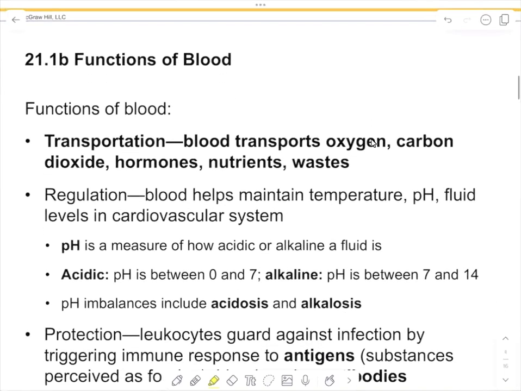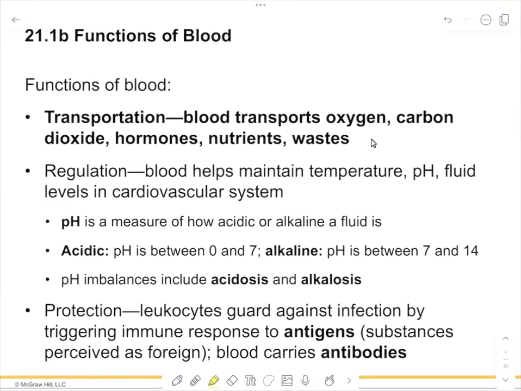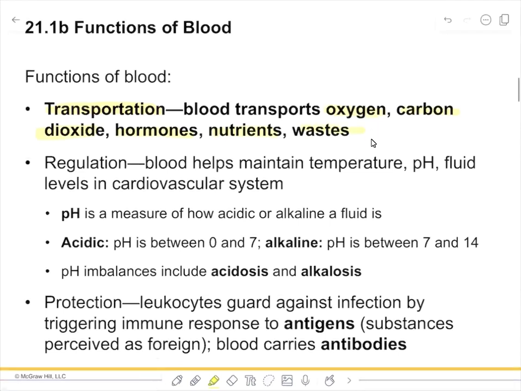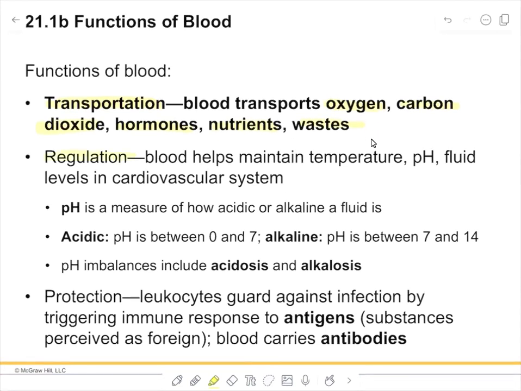The functions of the blood are shown on this slide, and there are three main functions. The first one is called transportation, a super important one because in red blood cells, there's a protein called hemoglobin, which binds to oxygen and carbon dioxide. Also transported within the blood are our hormones, nutrients, and waste. The next function is regulation, which helps the blood to maintain its temperature, pH, and fluids in the cardiovascular system.